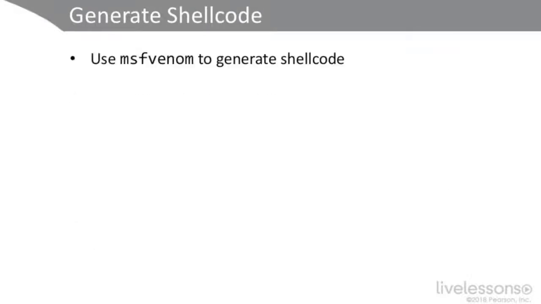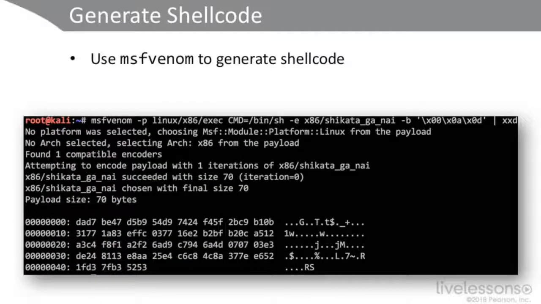So here's how to generate shellcode. This is an example of using a utility called msfvenom. I'm running msfvenom on my Kali machine, and I'm using the payload linux/x86/exec. So this is the code that, if it runs on the CPU, will actually invoke the command /bin/sh, which is the Bourne shell.